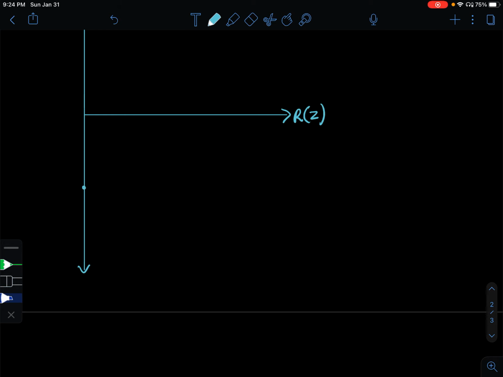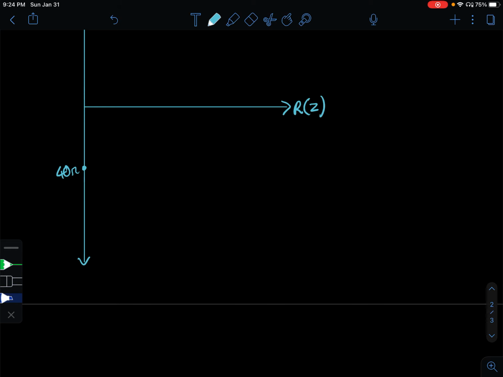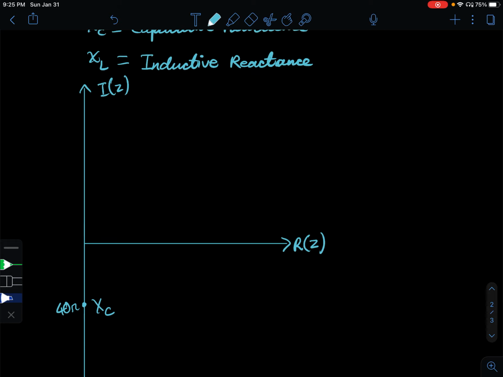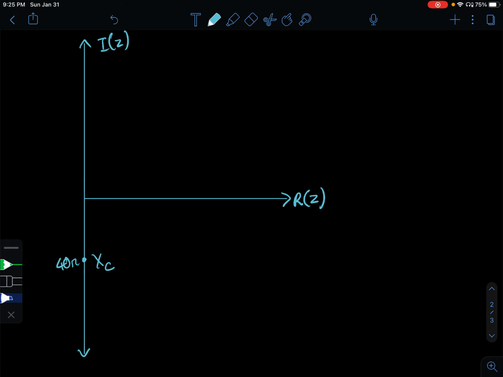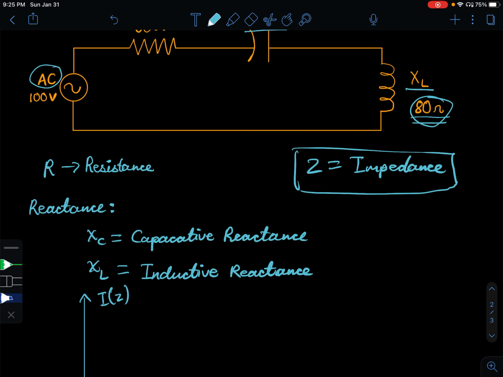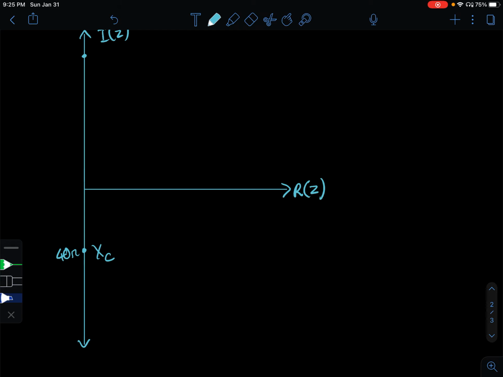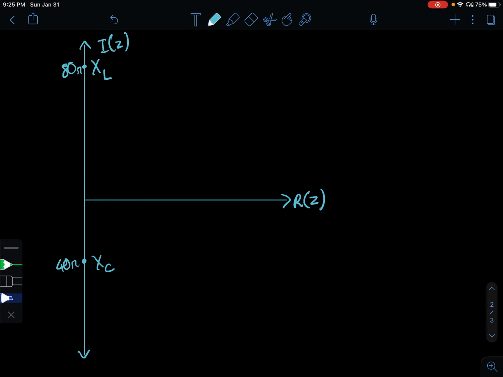So if we go down and we say 40 ohms is about here, but let me make it a little higher up. That's 40 ohms. It's negative 40 on the actual graph, but for AC circuits, we're just going to use 40. And this is the capacitive reactance. Then the inductive reactance is on the positive imaginary axis. We remember the inductive reactance is 80 ohms, so we're going to graph it up here. Let's say that is 80 ohms, and that's the inductive reactance, XL. So we've got the two graphed on the imaginary axis.